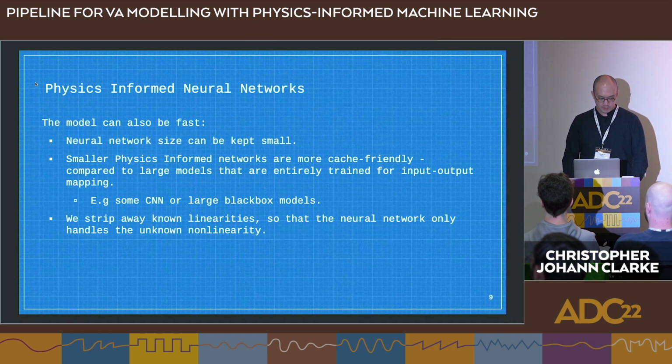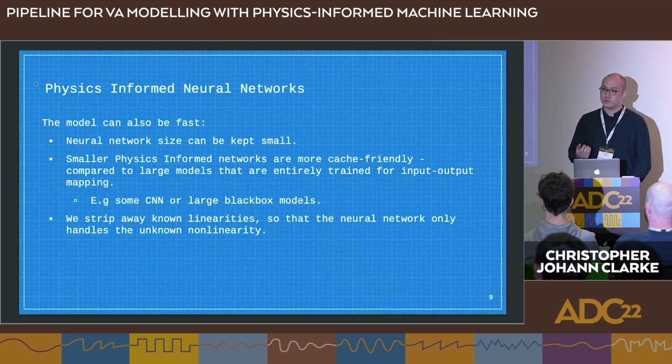As I mentioned earlier, the underlying impetus is to keep the models small. And these small models will be more cache-friendly compared to larger models that are directly trained for input-output mapping. We try our best to strip away as much of the known linearity of the system, such that the model only handles the unknown nonlinearity.